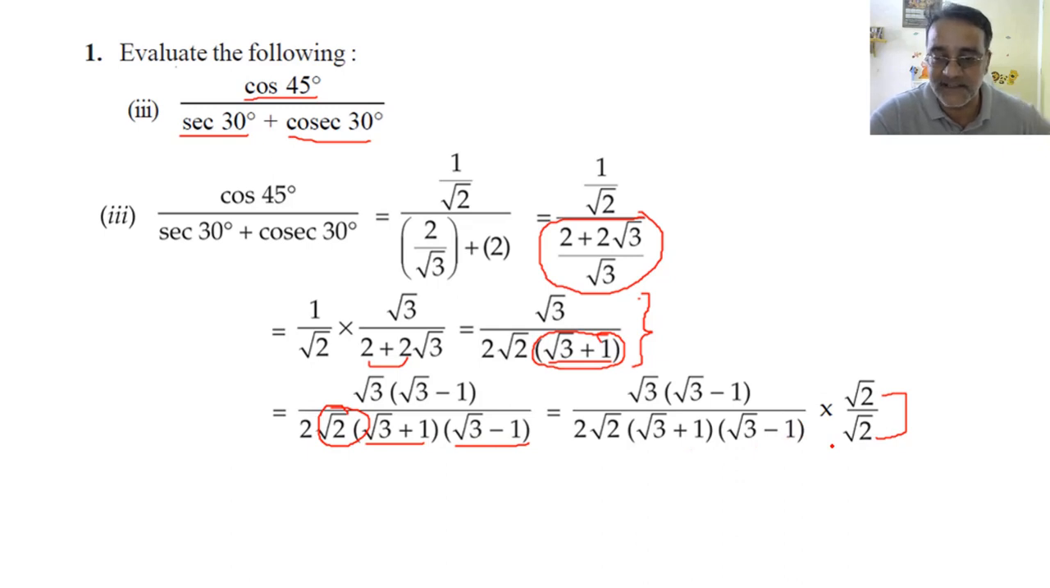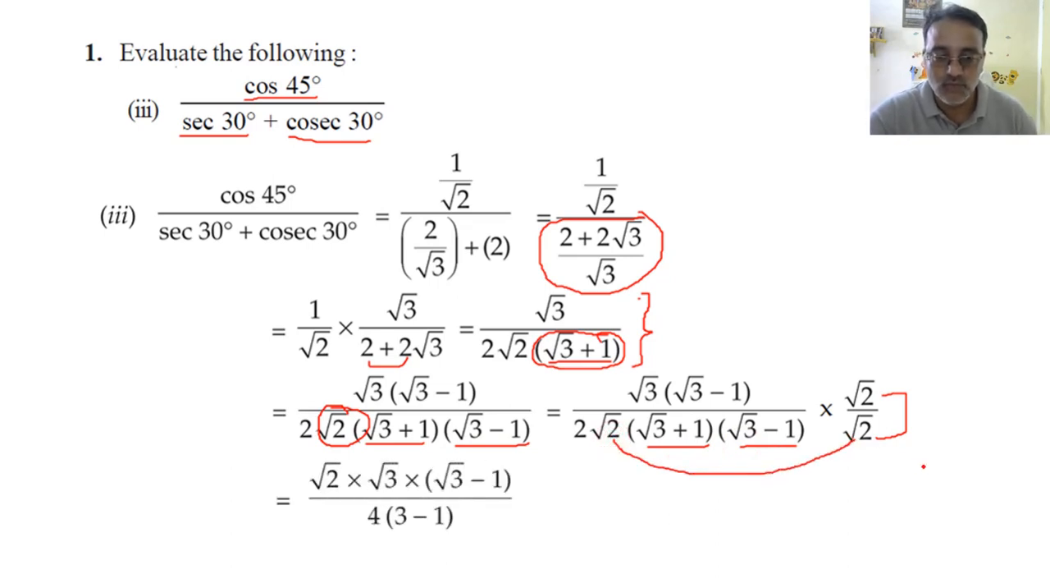Now the final answer. This 2 will become 3 minus 1, and root 2 into root 2 will become 2. So 2 into 2 will become 4, and root 3 plus 1 into root 3 minus 1 will become 3 minus 1. Whether this step is clear?